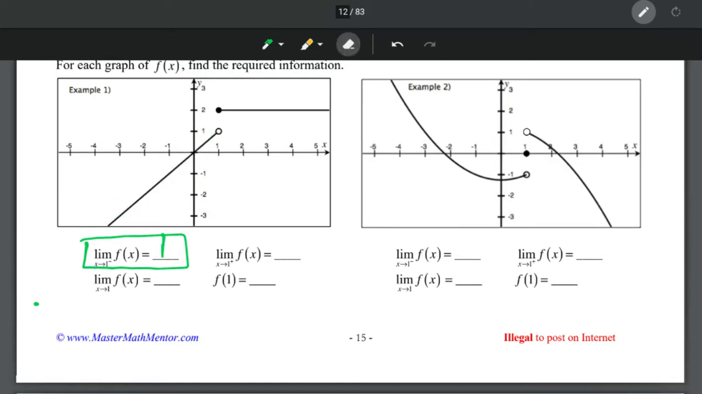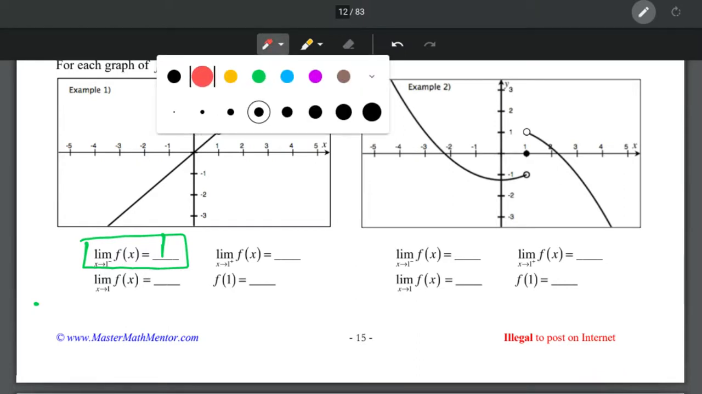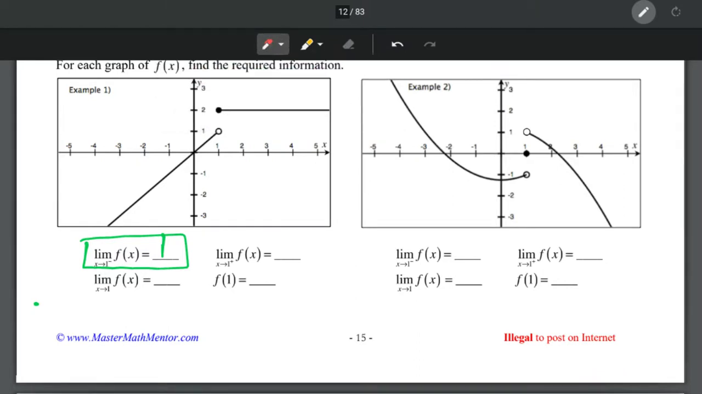Okay? So now let's approach x equals 1 from the right. So I jump on the right side of the graph. I'm going to approach x equals 1 from the right. And when I get to 1, I'm at y equals 2. So the limit as x approaches 1 from the right is 2.